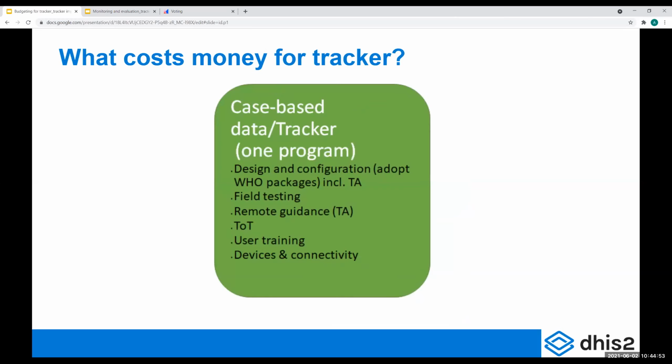And then I'll get a bit more into what costs money for tracker in particular. So for Tracker, you have to budget for design and configuration workshops, including TA. You need to budget for field testing, prototyping. Once you've done your configuration, you need to check if it's working in an actual setting. Testing with different devices, is your support structure functioning?